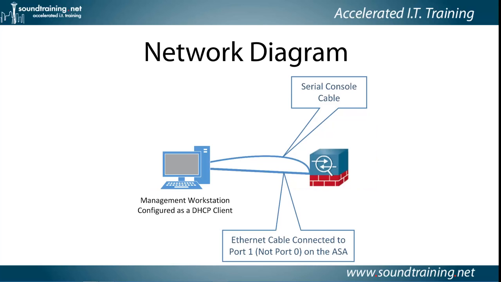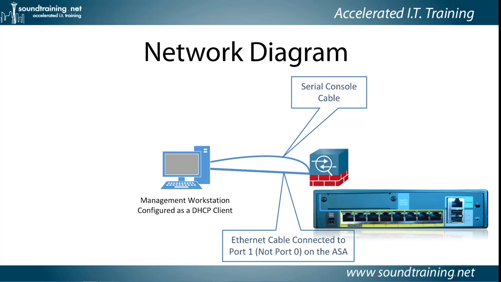Now here's the network diagram that we're going to be working from. As you can see, it's pretty simple. We've got a serial console cable connected from the management workstation, either the COM port or through a USB to serial adapter to a USB port on the management workstation, going to the console port on the firewall. And then we also have an Ethernet cable connected to port 1, not port 0, on the ASA. That's confusing, so let's just take a quick look at it. Here's the back of the ASA, and you want to connect to port 1. That's the second from the right port on the back of the ASA.